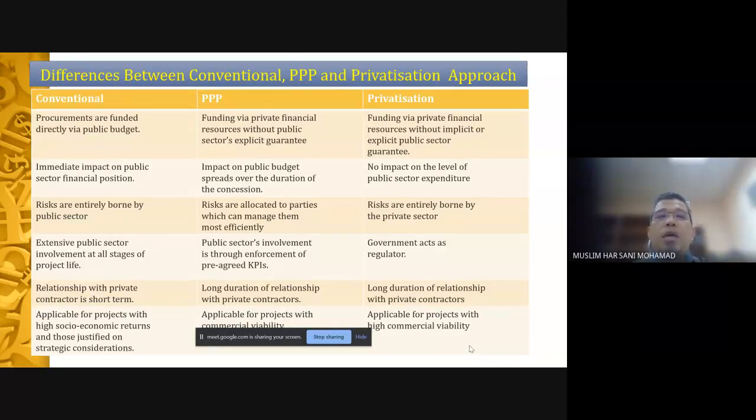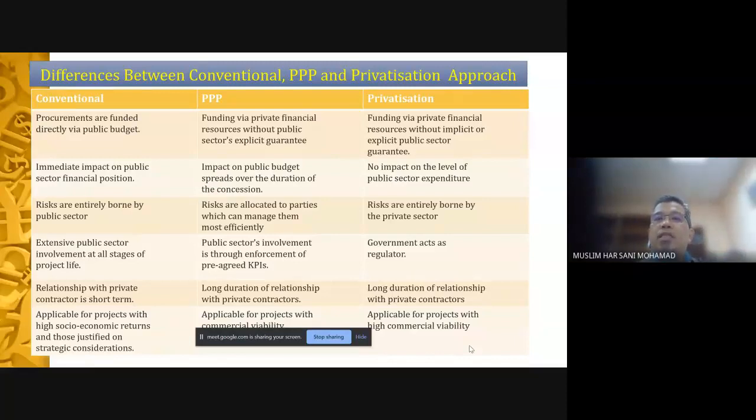Under PPP, public sector involvement is through enforcement of pre-agreed KPIs. Of course, because now it's in the private hand, and even financing and operation by the private companies. So for government to pay the rental or what is agreed on the payments of the services, of course it's based on KPIs between the contracting parties, in this case, government and the PPP entities.